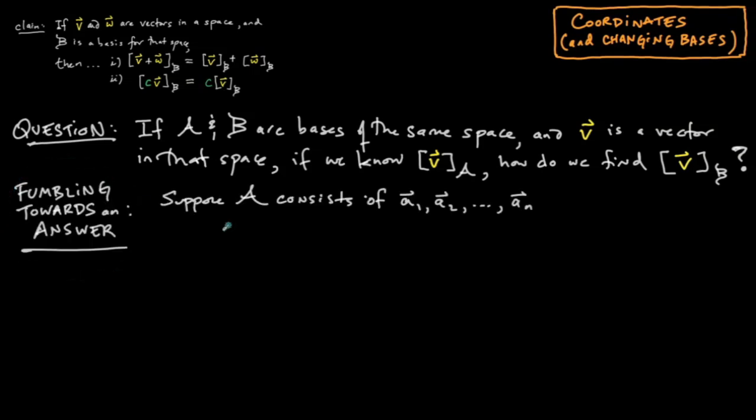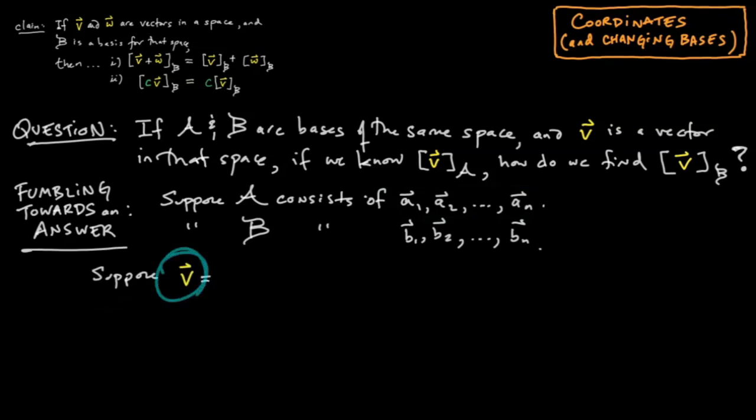To set the stage, let's suppose that basis A consists of vectors A1, A2, and so on up to An. So we're working in an n-dimensional space. And we'll suppose basis B consists of, you guessed it, vectors B1, B2, and so on up to Bn. Now, our problem is that we've got some vector V, and we know V's A coordinates. So we know how to express V as a linear combination of these A vectors.